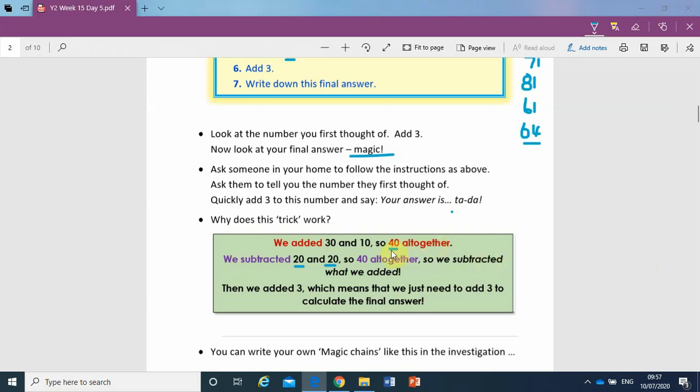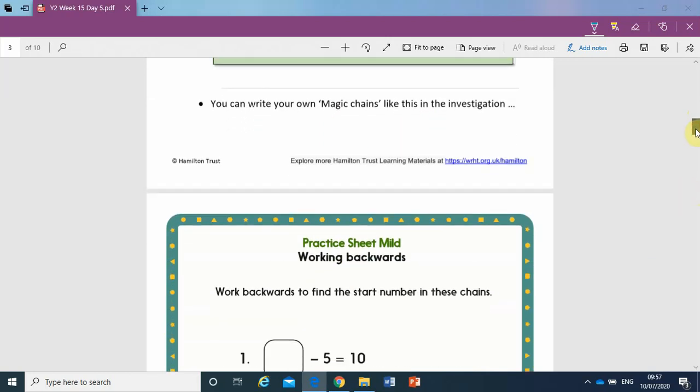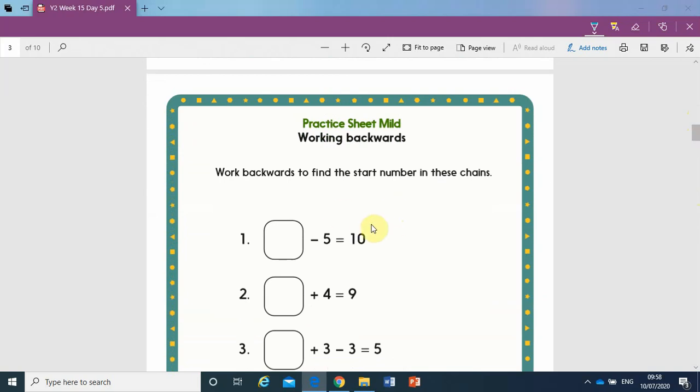The trick is we added 40 and we took 40 away, but it didn't look like 40 because we split that 40 up into 30 and 10. We split this 40 up into 20 and 20. So you could change those numbers around and do the same kind of magic trick, as long as you add on and take away the same amount. So you could write your own magic trick like in the investigation, and that will be your task at the end. Some things to help you with this, we've got some working backwards sheets.